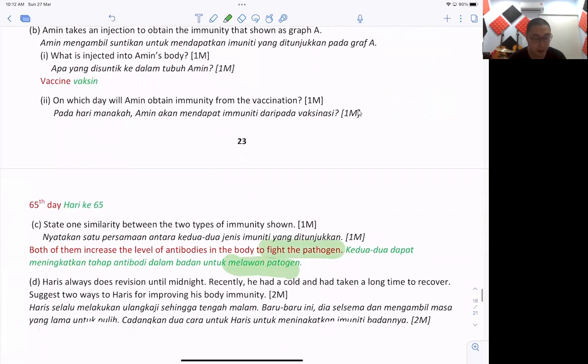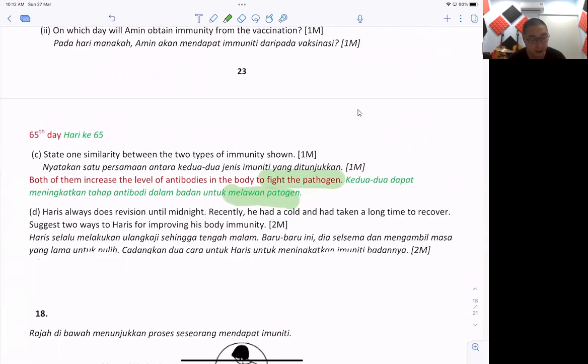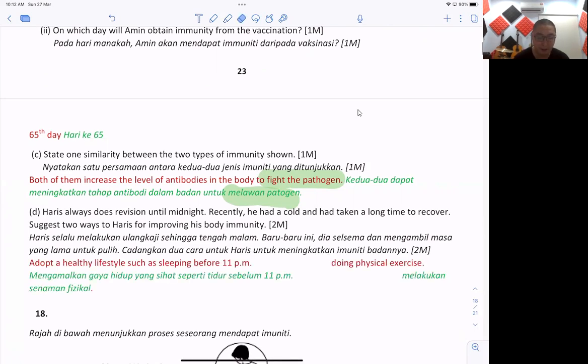And then the last one here: Haris does revision until midnight, and he has a cold and takes a long time to recover. State what he needs to do. Dude, have some rest. So adopt a healthy lifestyle and sleep before 11. That is point number 1, and this is point number 2. So do the exercise.